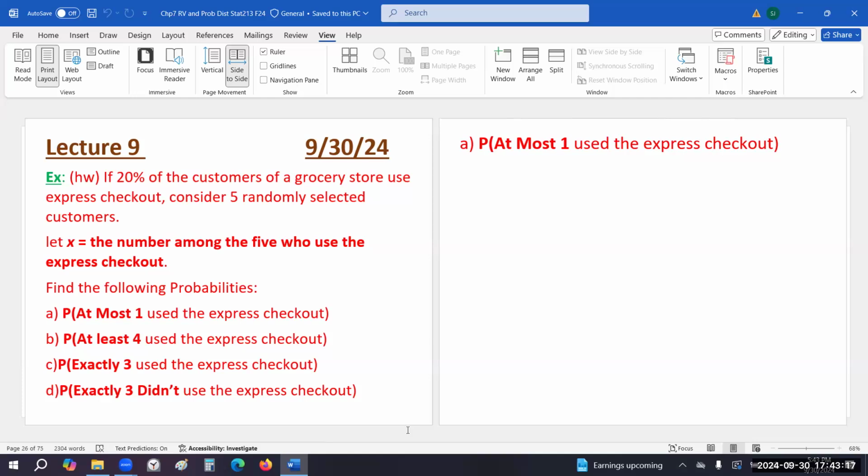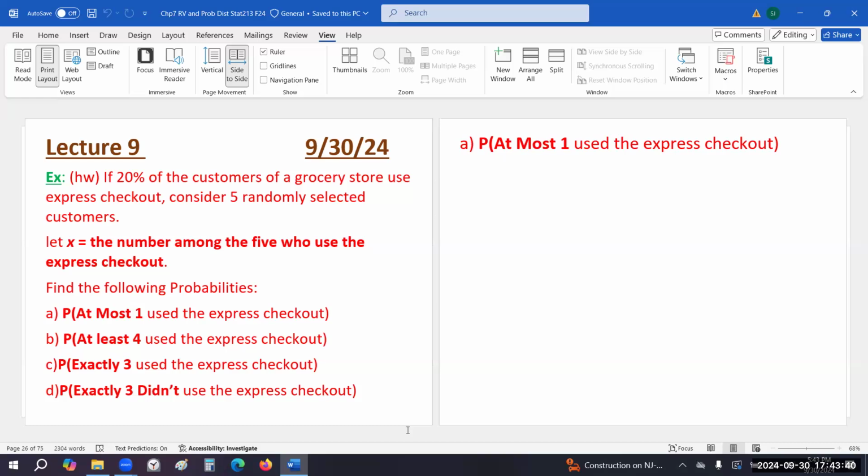How many people are using the express checkout and how many are not? So our outcomes are only 2: either people are using the express checkout or they're not using it. There seem to be only 2 possible outcomes, so we can solve this using binomial distribution. So binomial said, figure out all the information you need.